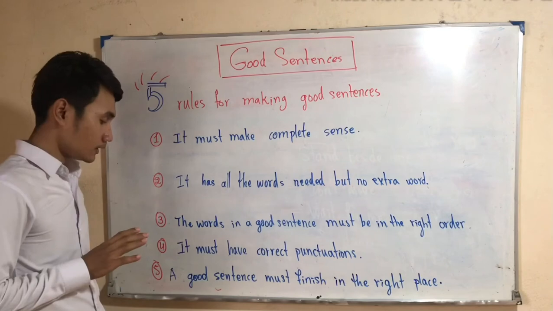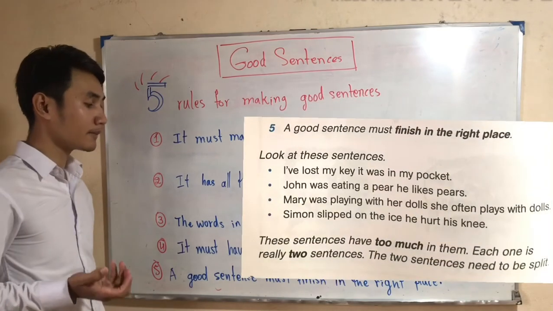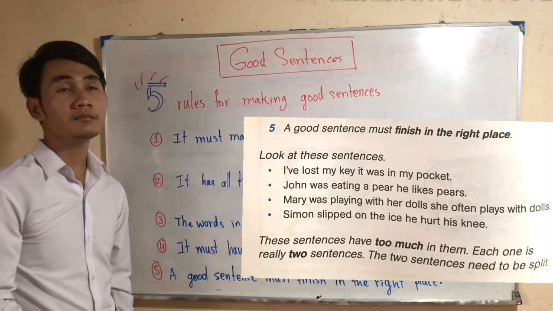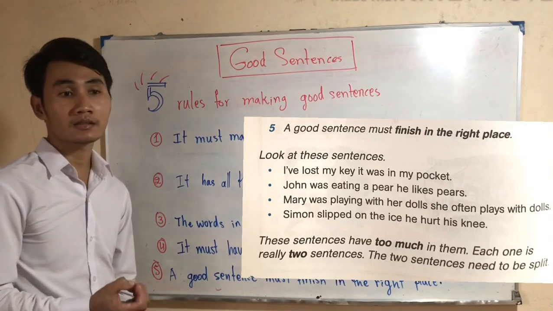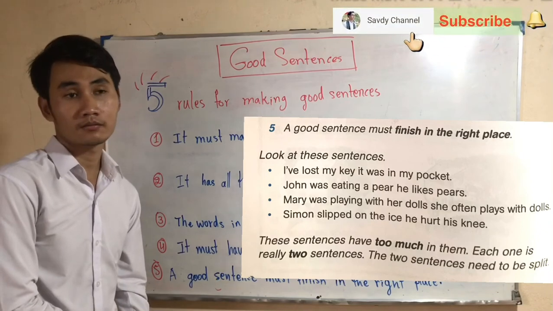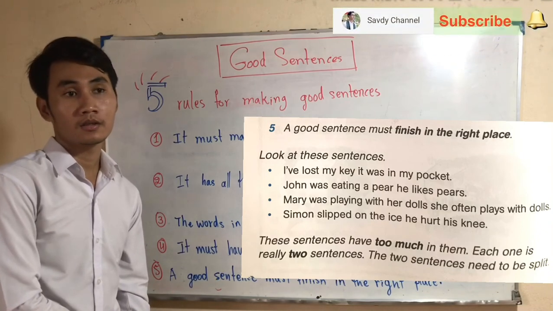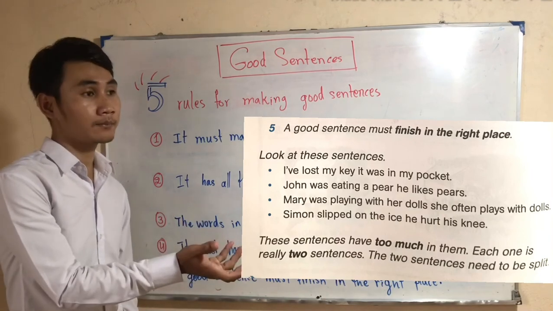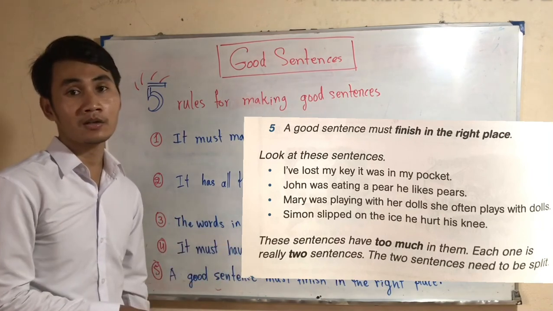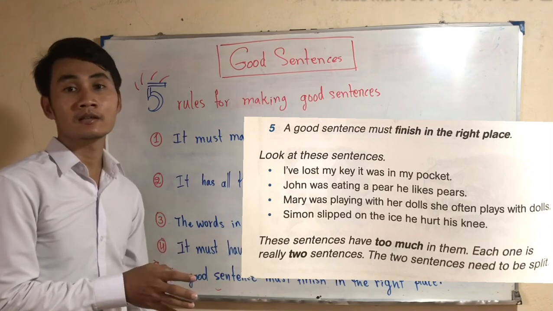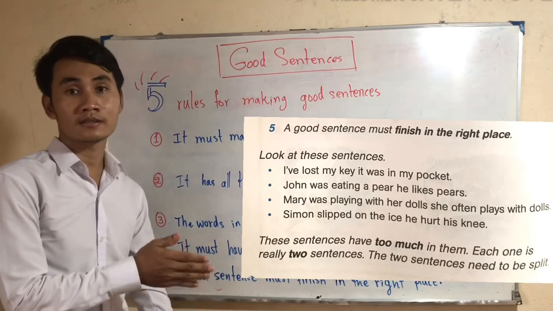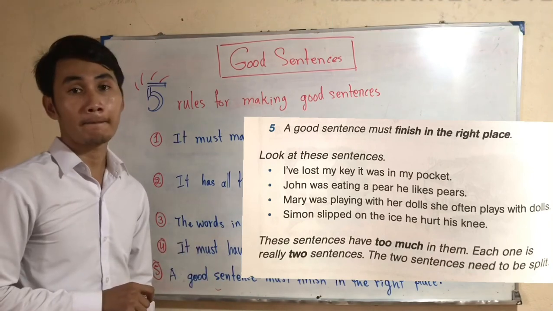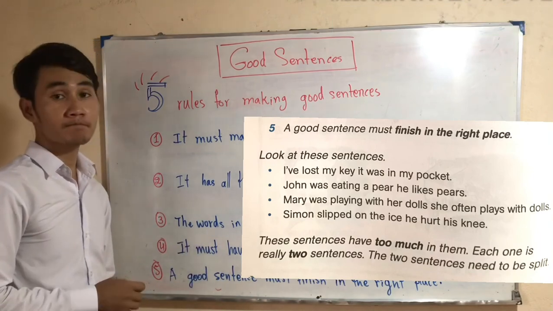Rule number 5 is that a good sentence must finish in the right place. Sometimes your sentence doesn't fit the right place. If you look at this example here, the final example, the word you use and the situation or place is right. Look at this example here. Okay. Can you see this?